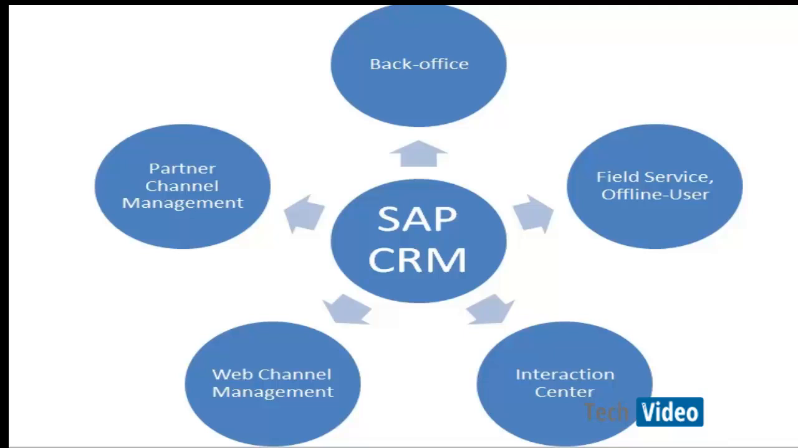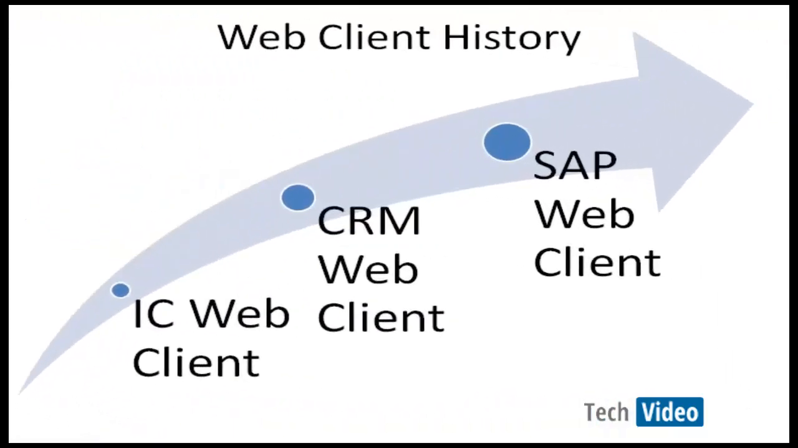Then we have the interaction center, which is the channel based on web UI, which we are going to look at throughout our course. We also have a channel called partner channel, which is a combination of web channel and web UI. So this is a kind of channel where a few functionalities are implemented in web UI and a few are implemented in web channel. So in this training we are going to cover the interaction center web client application.